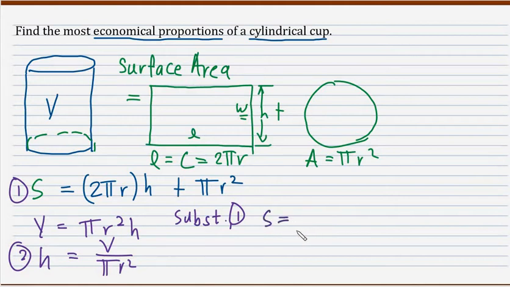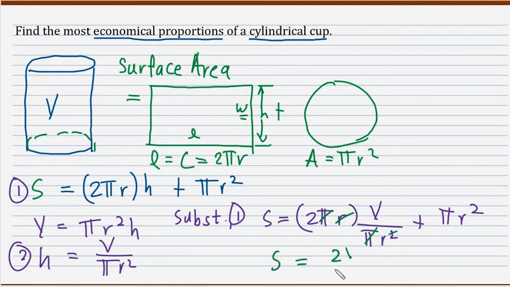So S will be equal to 2 pi r times h, so V over pi r squared, then we add the area, pi r squared. We see that we can cancel some terms here: pi can cancel, and also r. So S is now equal to 2V over r plus pi r squared. Let's write it down again: S is equal to 2V over r plus pi r squared.